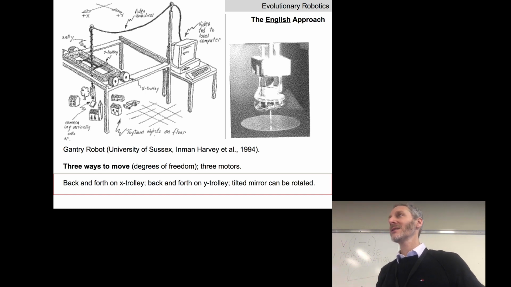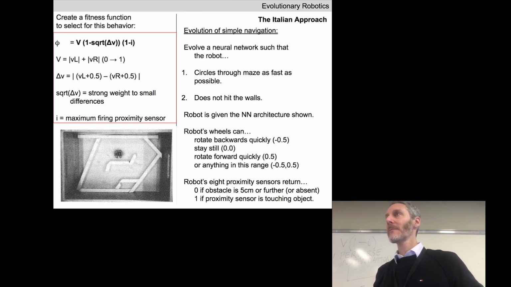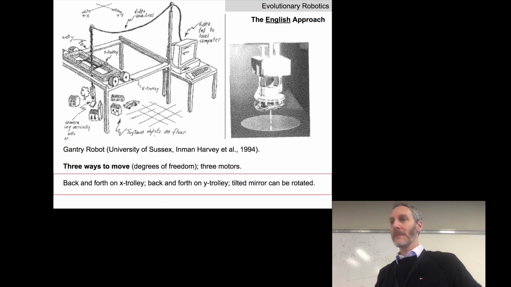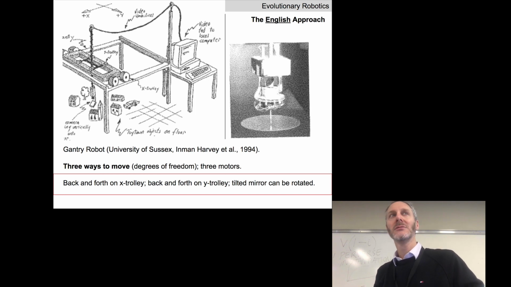Why the heck would you make such a crazy contraption? What is the advantage of this over this? As you can imagine, like in the previous one, we're going to evolve neural networks, and those neural networks are going to control these three motors. They're going to move the two trolleys and move the dental mirror underneath. And we're going to create a fitness function that selects for it to move about and do things under the table. Why do it with this robot?